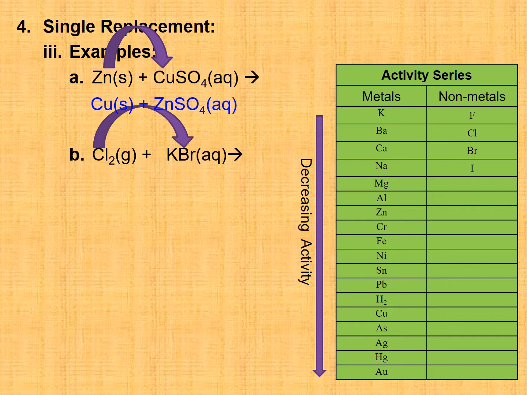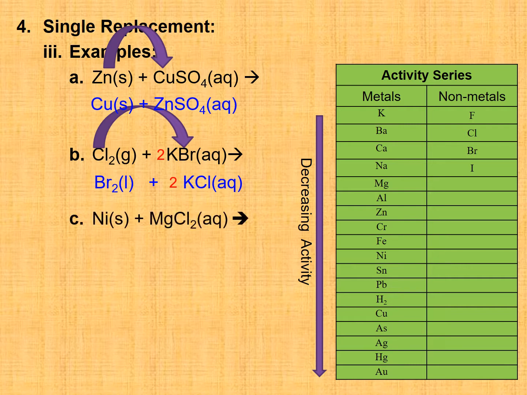The chlorine will displace the bromine in the compound. So when this happens, the bromine, which starts out in ionic form, becomes a pure element, and the chlorine, which starts out in elemental form, becomes part of the compound, becomes an ion. Of course, we need to add these coefficients of 2 to make sure that we have a balanced chemical equation.